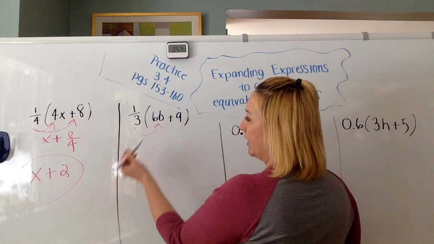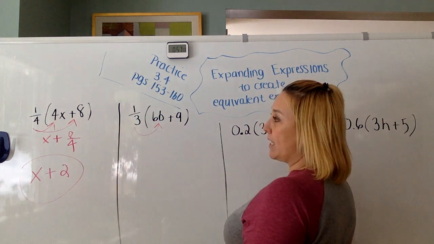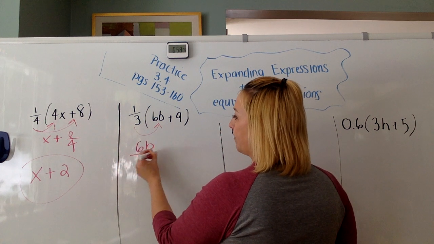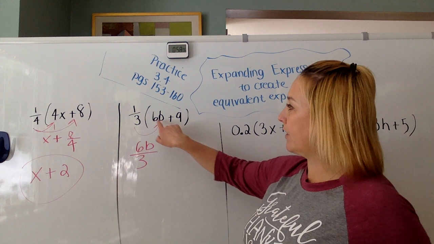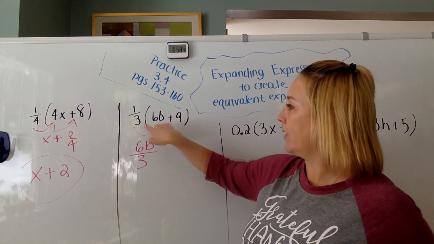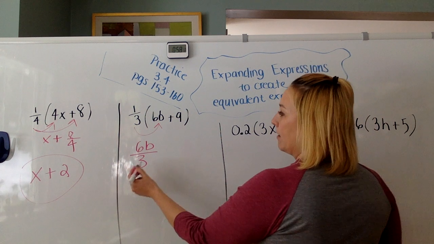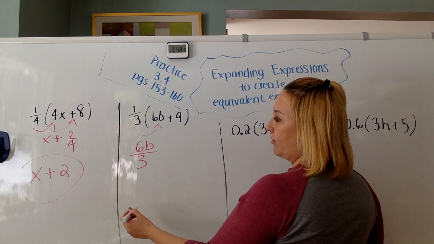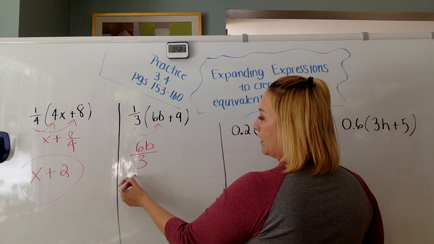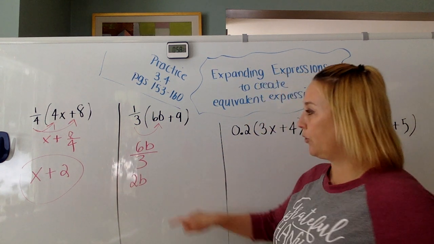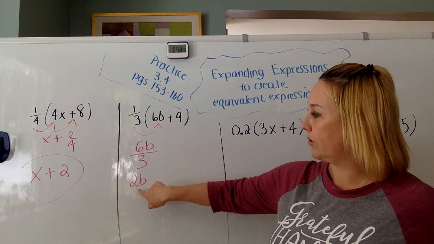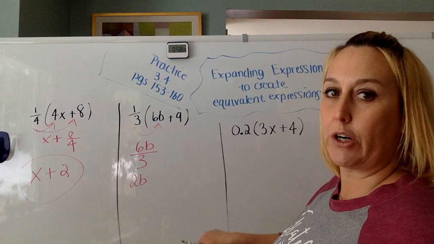So 1/3 times 6b is the same as saying 6b over 3, right? 6b times 1 is 6b, and then this is just over 1. 3 times 1 is 3. But I know that I can simplify that, right? 6b over 3 is the same as saying 2b, right? Because 6 divided by 3, or 3 goes into 6 2 times, and we keep our variable.